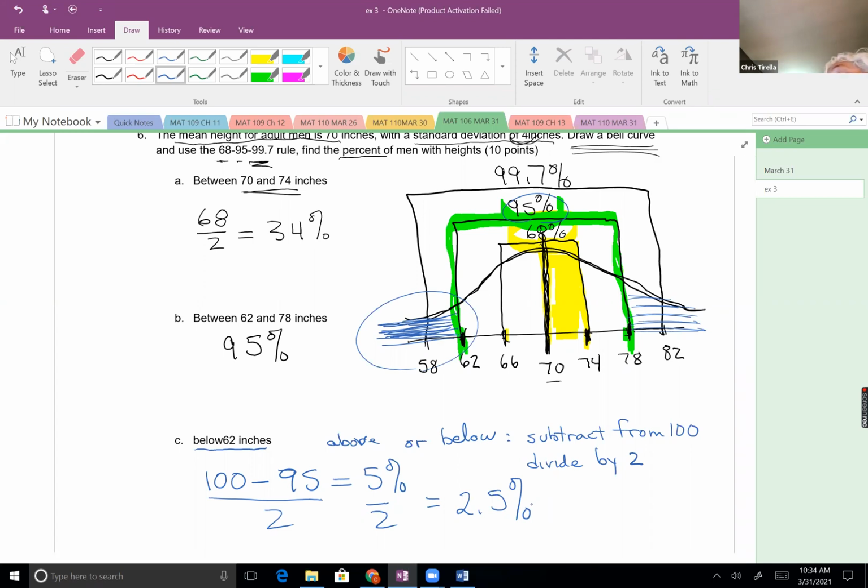So if we're looking strictly above a value or strictly below a value, we're going to look for what percent that value is a boundary of. We're looking outside, so we subtract from 100. And because we're only looking on one side, we divide by 2. And that's always the way to do it. For above and below, yes.